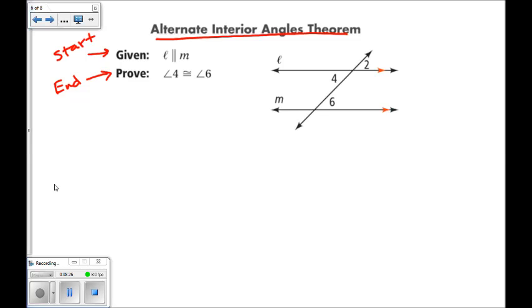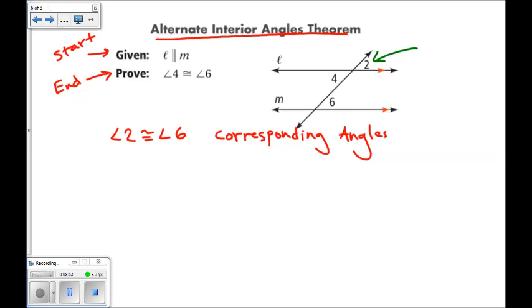Okay. The other thing that they've helped us out with is labeling angle 2. Angle 2 is a really important angle in this proof. Which angles here are corresponding angles? Well, angles 2 and 6. So angle 2 is congruent to angle 6 because they're corresponding angles postulate. Okay, that's what that tells us.